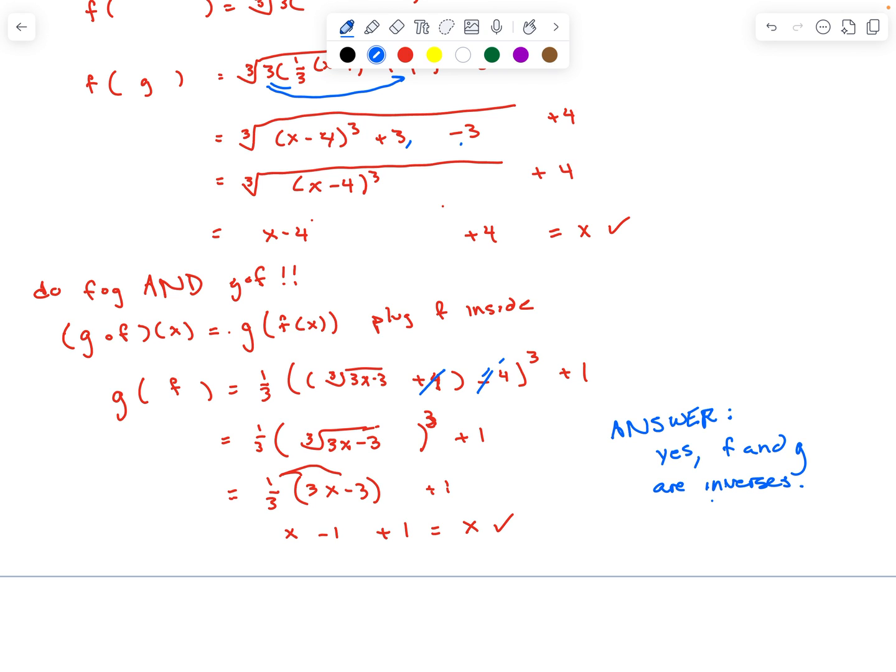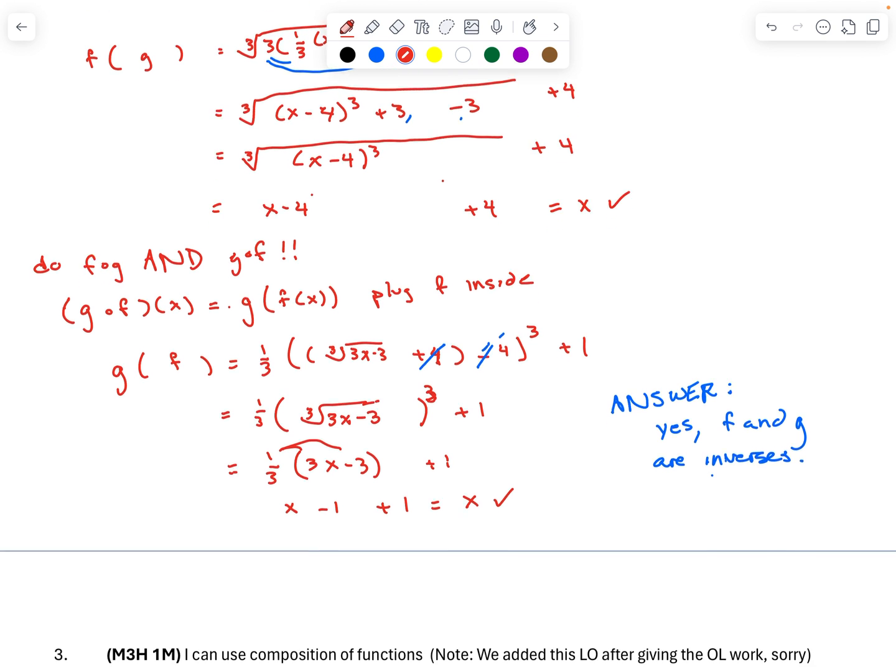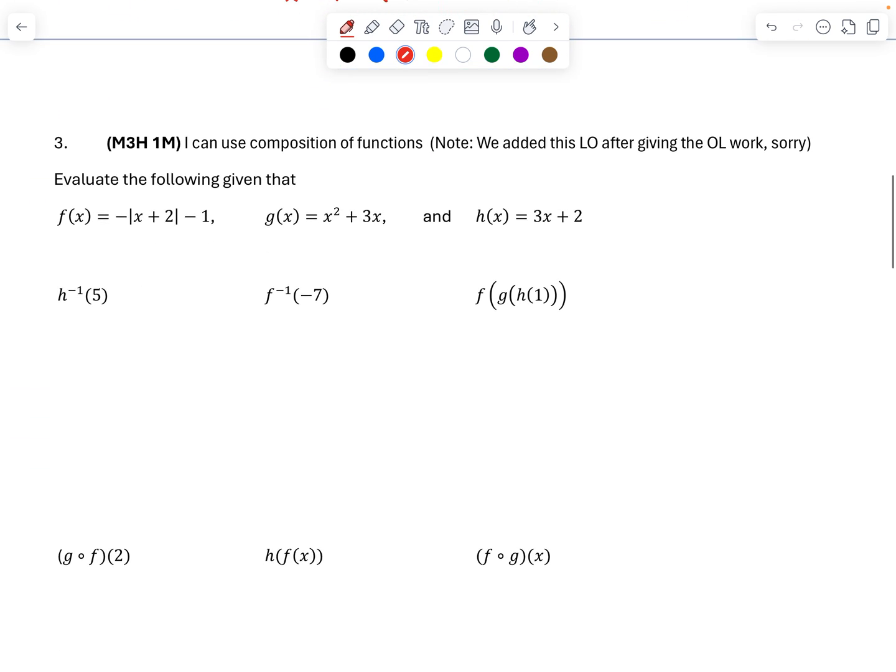Now, be careful, we will screw up the order, and then they won't be inverses. And if you don't pay attention to the order of operations, you will answer wrong. You may think it's an inverse, and it's not. So be careful with this. Okay.